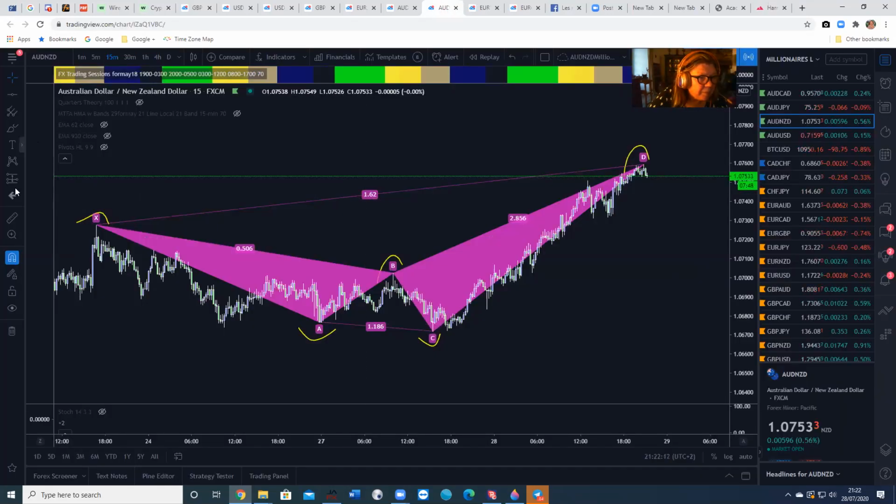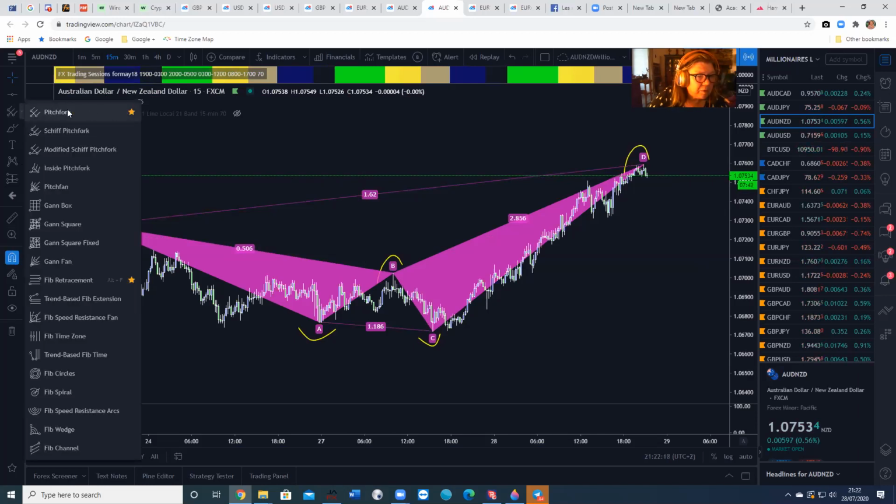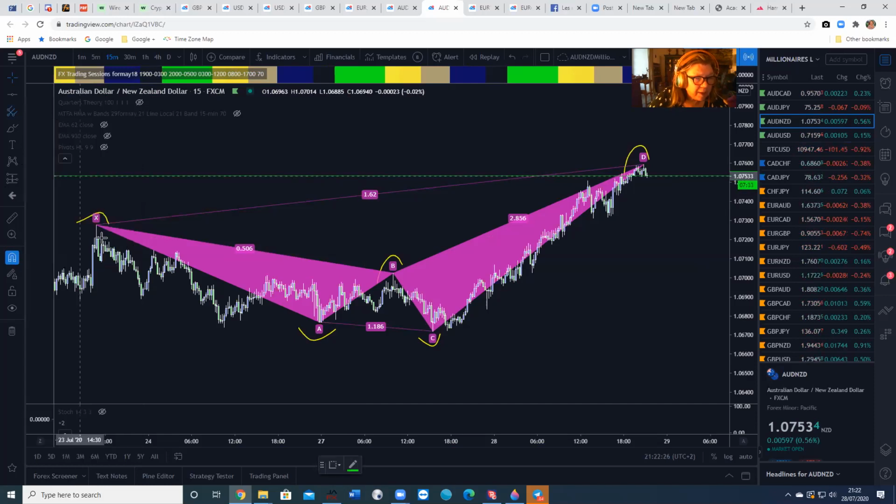And then come here to the pitchfork symbol. Again, have the magnet on. And the top one, just the top one. I have no idea what all these are. Don't know, don't care, never bother with them. Just one called simple pitchfork. Click on that. Always start with the X.